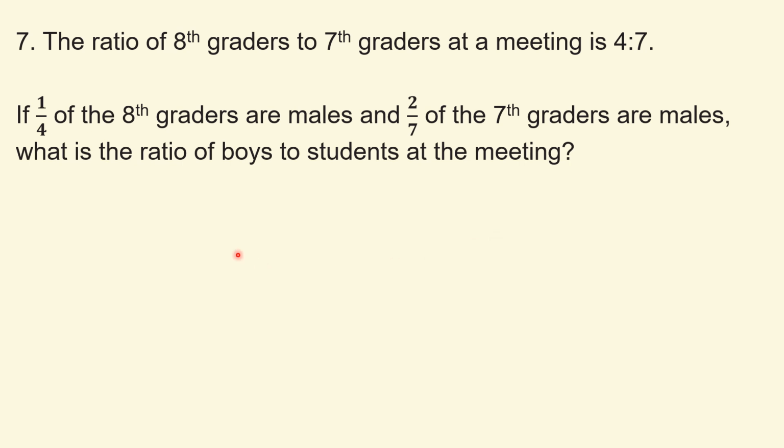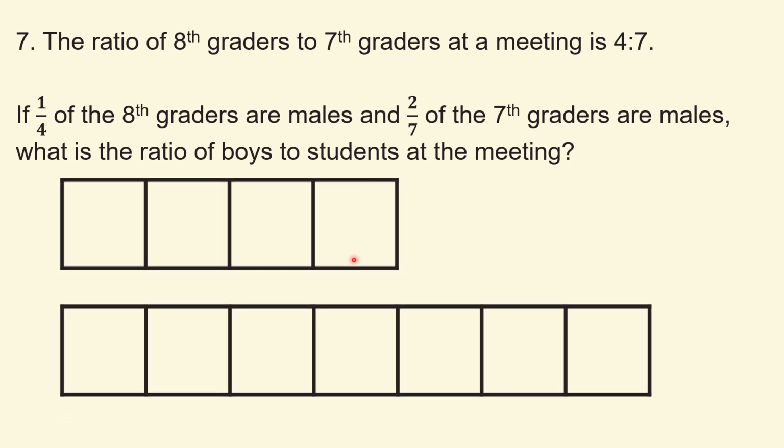All right, so we're going to start by just drawing out our little bar models or our little strip diagrams. All right, so you can see I've got 4 to 7. So this is my 8th graders up here at the top. And then my 7th graders at the bottom. So I've got 4:7. 4 8th graders for every 7 7th graders.